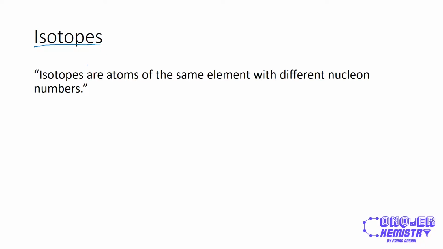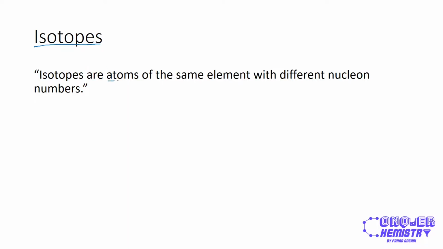In this video we will be looking at isotopes. So let's take a look at the definition of an isotope. Isotopes are atoms of the same element with different nucleon numbers. So let's break this definition down.